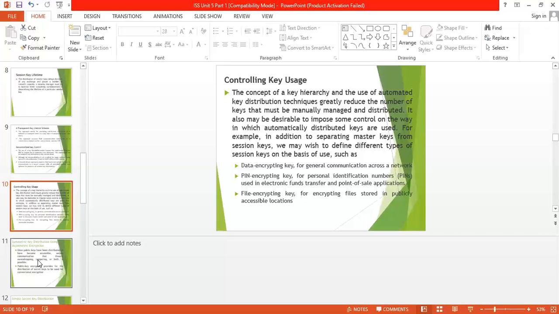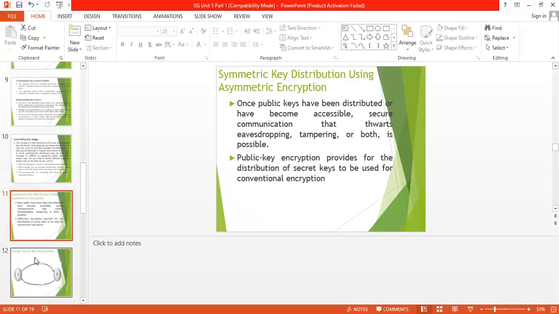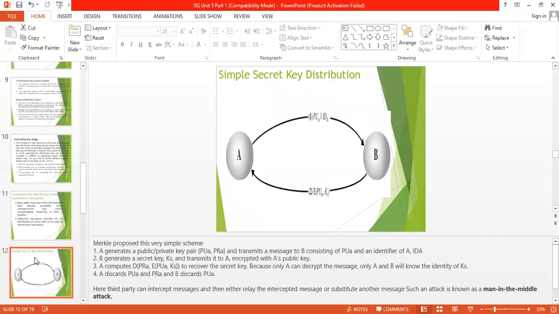After this, we will discuss symmetric key distribution using asymmetric encryption. Once public keys have been distributed or have become accessible, secure communication that thwarts eavesdropping, tampering, or both is possible. Public key encryption provides for the distribution of secret keys we use for conventional encryption. Number 1 is the simple secret key distribution.